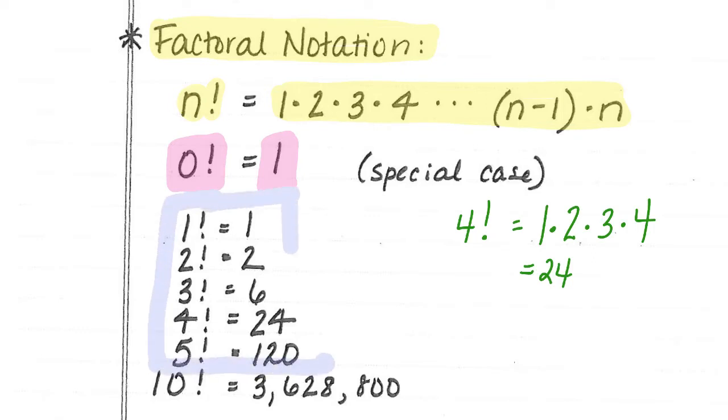So 1 factorial is 1, 2 factorial is 2, 3 factorial is 6, 4 factorial is 24, 5 factorial is 120, and you don't need to know this 10 down here. I just put it there because it's kind of fun. 10 factorial is, I need my highlighter, 3,628,800.